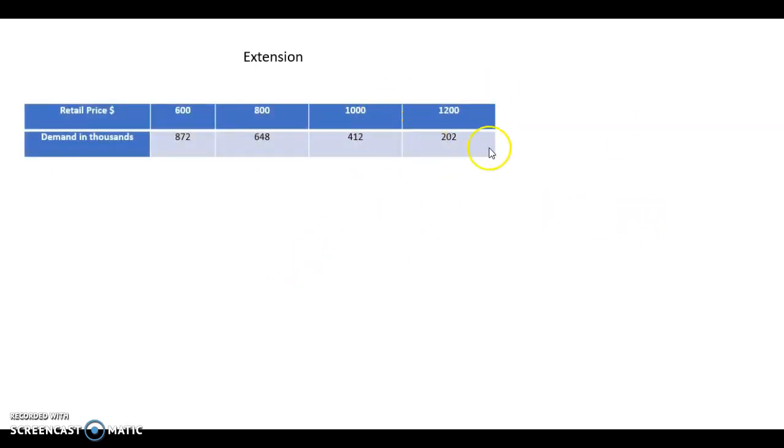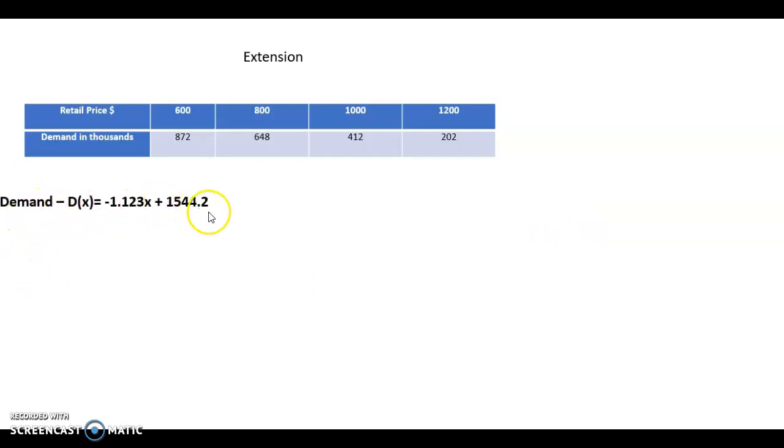And then this is the extension project with the Smart TV. With the retail price at 600, the demand will be 8,700. If the price is $800, the demand will be 648,000. If the price is $1,000, 412, and at 1,200, 202. And to be able to go any further, we would have to find the demand price using this equation.